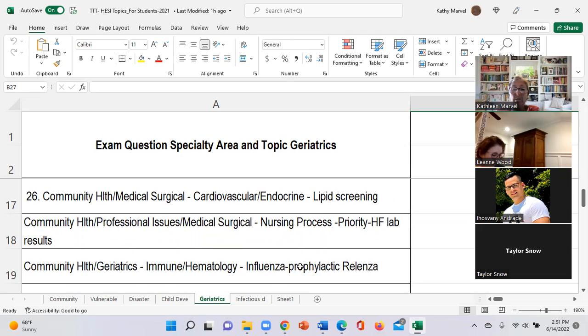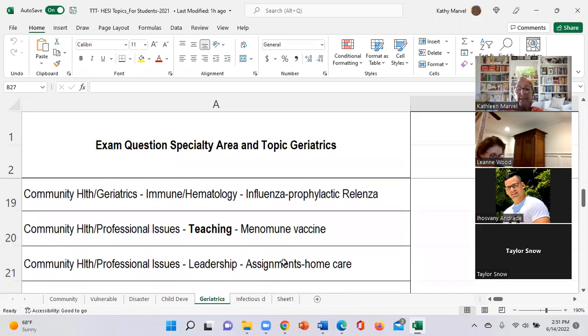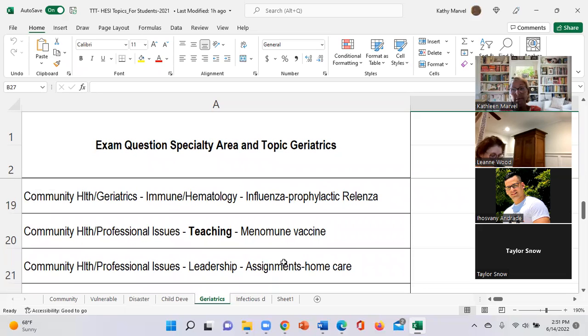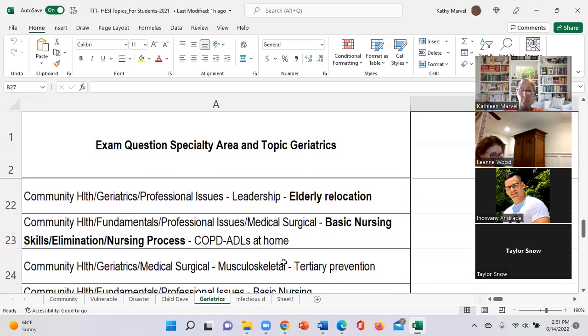Influenza prophylactics. So this, I'm thinking, is probably about flu shots in the geriatric community. Maybe why is it important? How often do they have to get it? Who gets it? Who doesn't get it? Then there's something in there about elderly relocation, which we talked about in class, that relocating the elderly can be extremely stressful. Lots of issues come up with it. So I would go back and review, it's in your study guide. Review the challenges of elderly relocation.